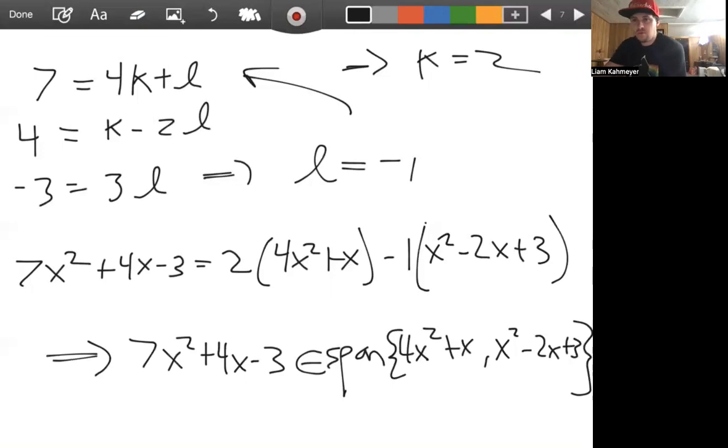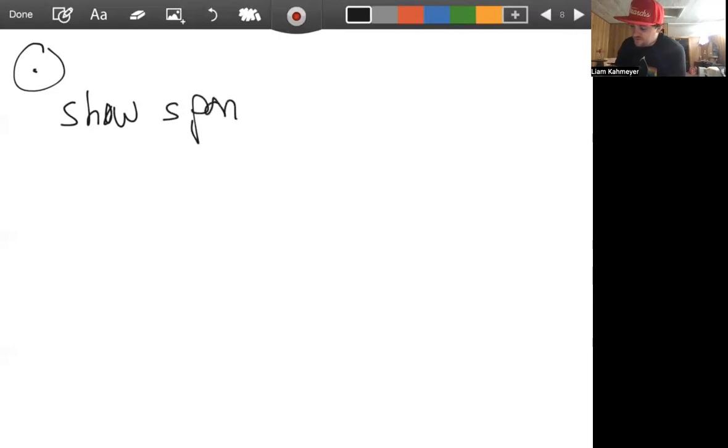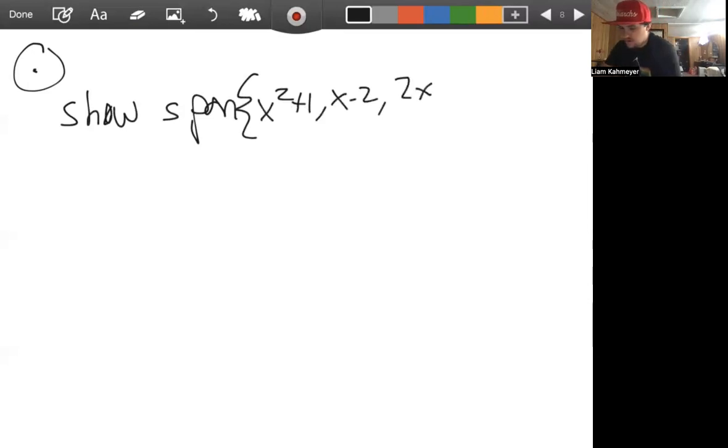Okay, I want to do one more example of looking at spanning sets for arbitrary vector spaces. This one, again, is going to be in the vector space P2, right? And let's show that the span of x squared plus 1, x minus 2, and 2x squared minus x is the same as P2.